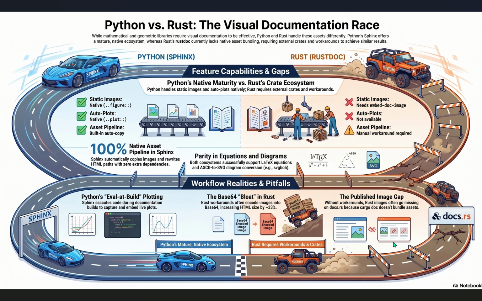It really is. Before we sign off, though, I want to leave you with one final provocative thought to explore on your own. We spent this time analyzing how pipelines like Sphinx execute code to generate static plots. But what happens to the asset pipeline when AI and WebAssembly fully integrate into documentation platforms? Oh, that's a wild thought. The concept of a static manual disappears completely. Right. Could the future of documentation bypass PNG files entirely?